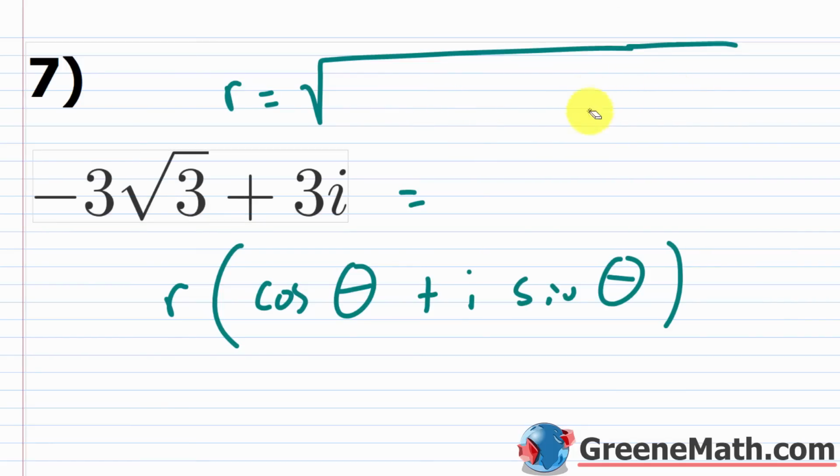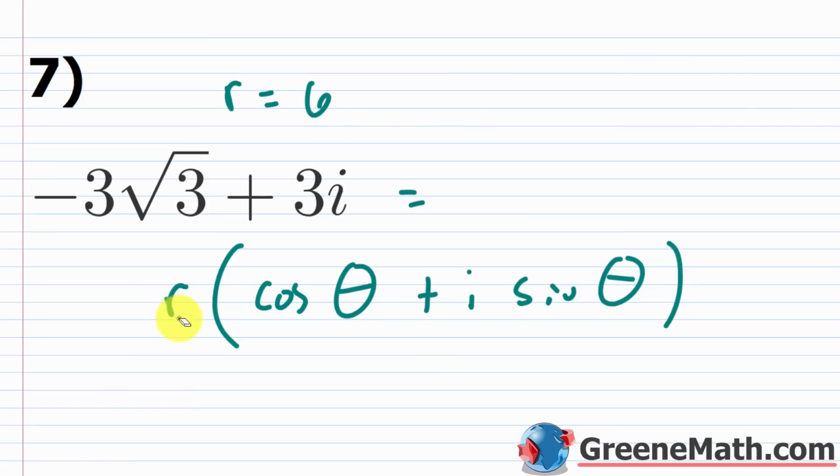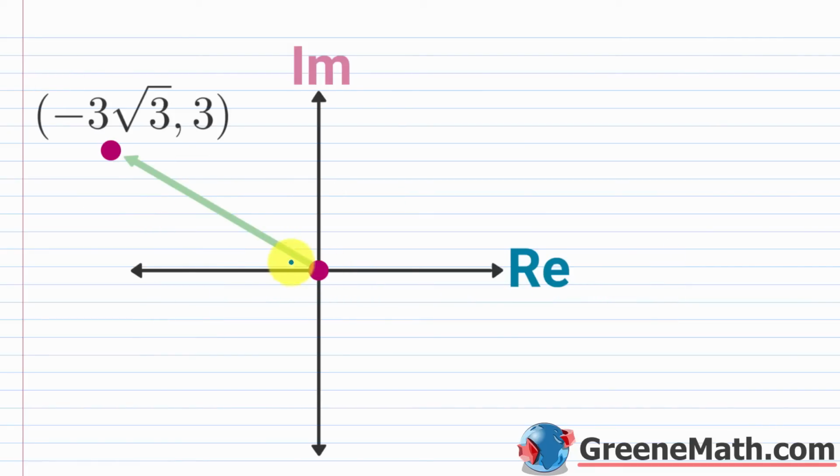That's going to give me 36. And the square root of 36 is going to be 6. So let's say that r here is 6. So I'll just put that in here. And again, we'll just go to the coordinate plane and look at a little sketch. We're going to go 3 times square root of 3 units left, and then 3 units up from the origin. So again, from the origin, 3 times square root of 3 units to the left, and then up 3. So let's say that puts us right there.